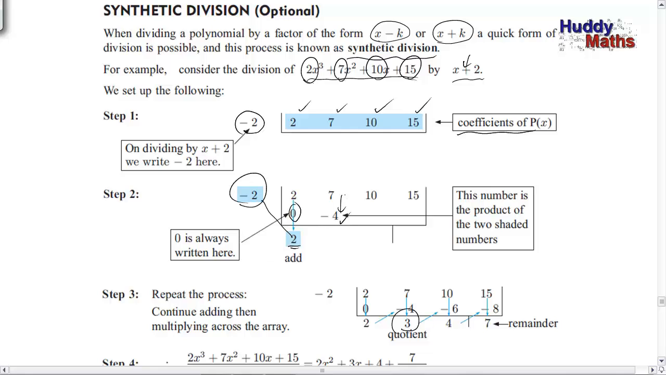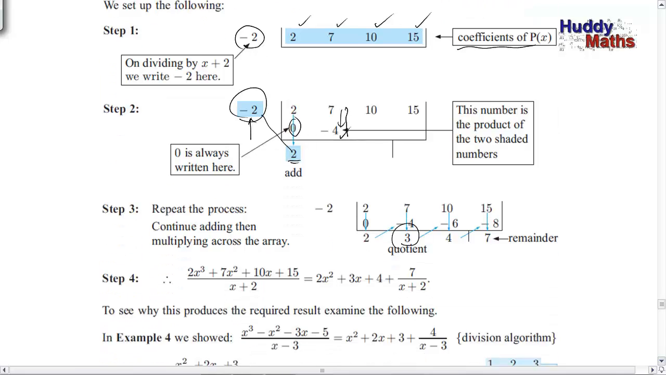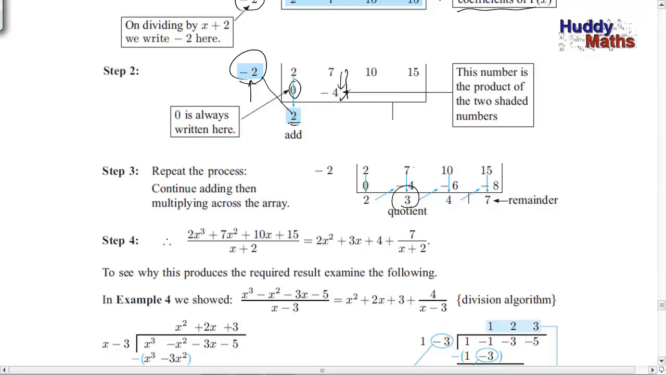Okay, so we're going to add these now because we've got the negative, the subtraction part of the problem, incorporated in the 2, if you like. So here we're going to add these: adding 7 and neg 4 is 3, multiply across, 3 by neg 2 is neg 6, adding is 4, multiplying across is neg 8, adding is 7.